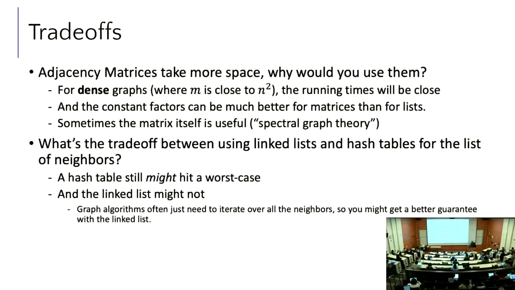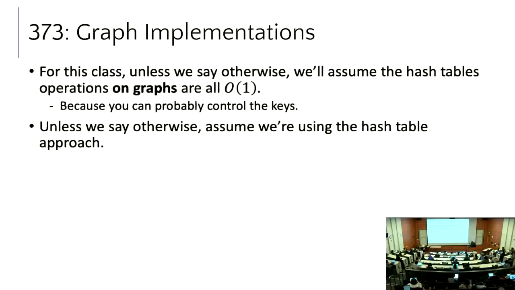Okay, here's some stuff about trade-offs. Adjacency matrices take more space. They're usually good for dense graphs, which I mentioned. There are also trade-offs between linked lists and hash tables, which we mentioned as well. For this class specifically, we're going to almost always be using that adjacency list implementation, and we're going to probably assume that you have an array of hash tables. So we are going to optimize for that lookup time for determining whether or not there's a connection between two indices.